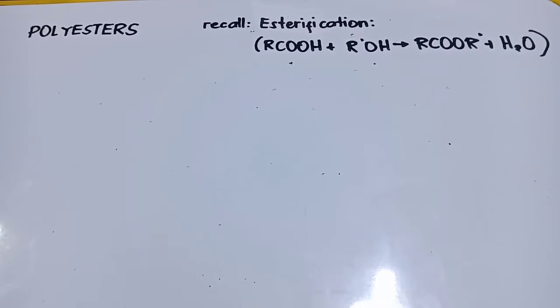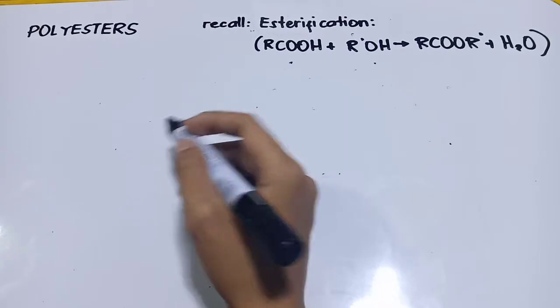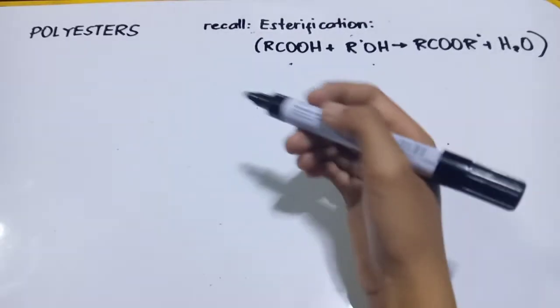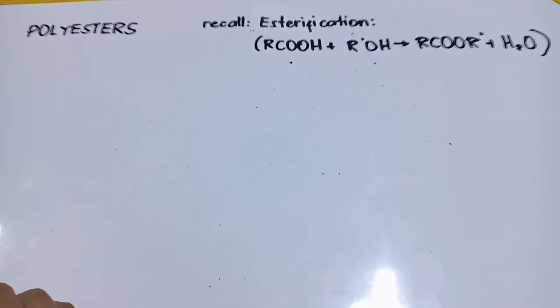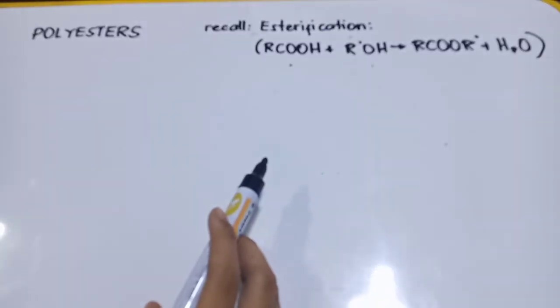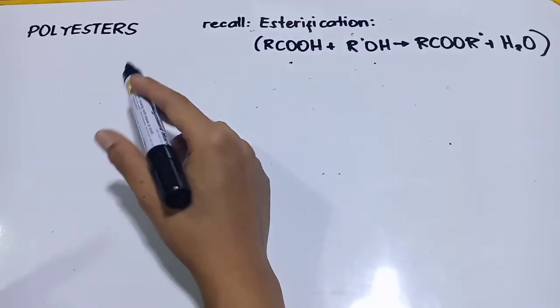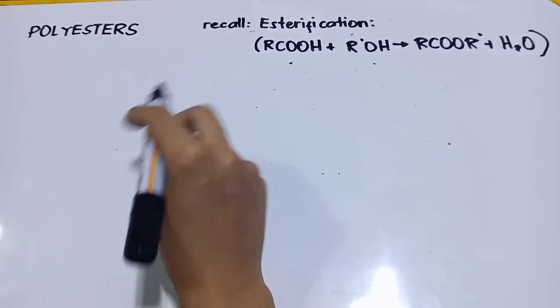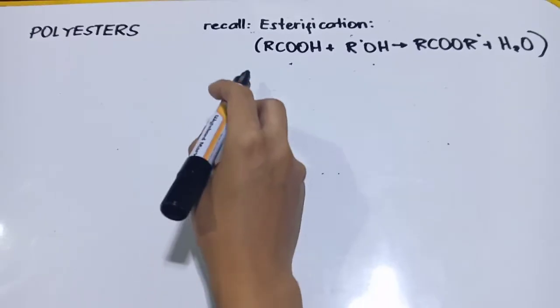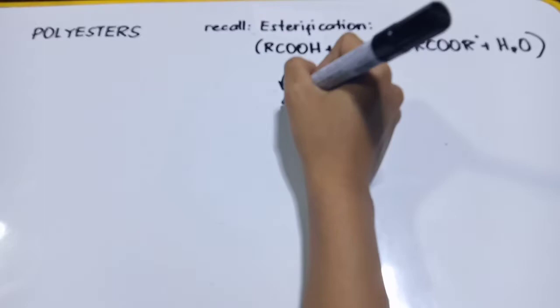Now let's have some examples. Let us have the polyesters. We can recall that there are two types of condensation reactions. First is the esterification, and second is the formation of the amides. And since we are on the polyesters, we will use the esterification. Esterification needs a carboxyl group, and the carboxyl group has this image.